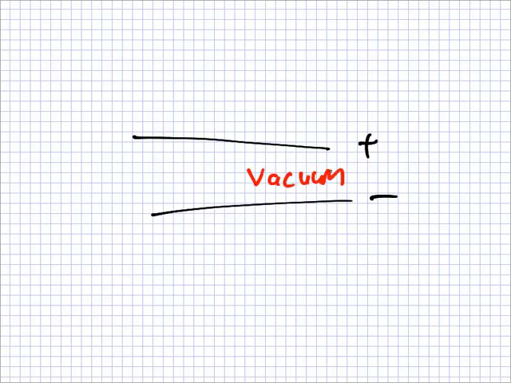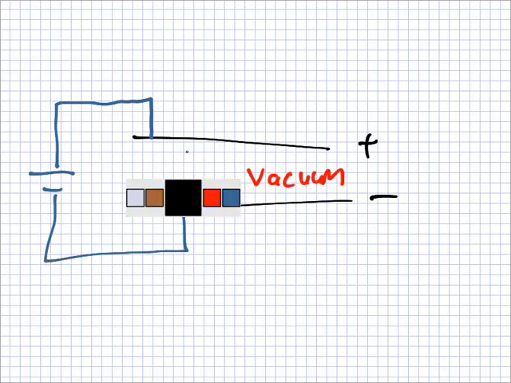How do we make this field? In fact, this is a very easy field to make. I haven't shown you how to do that yet. The way you do this is you take a cell and you connect the positive to a copper plate and the negative to a copper plate, and then that's it. It will make an electric field here.